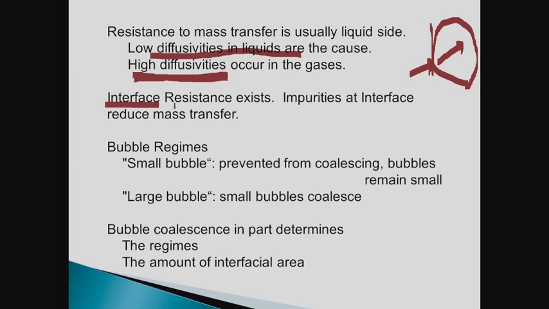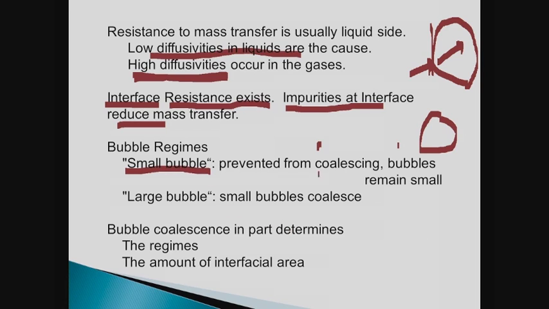You also have an interface, and that gives rise to an interface resistance, and we have impurities at the interface. So we also have bubbles that remain small, and bubbles that start out small and grow very big. Okay. So, small bubble regime: basically what happens is the charge collects on the surface, and it's the same charge on the bubbles. So when the bubbles get together, the same charge repels each other. So it's very difficult for the bubbles to coalesce. So that's why the bubbles remain small.